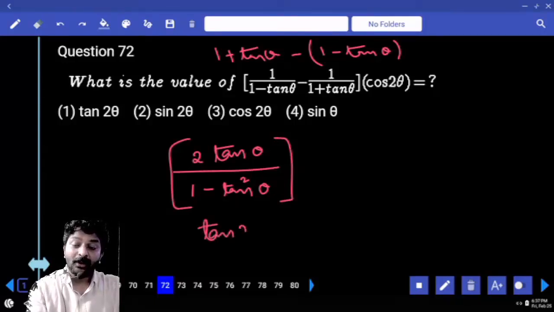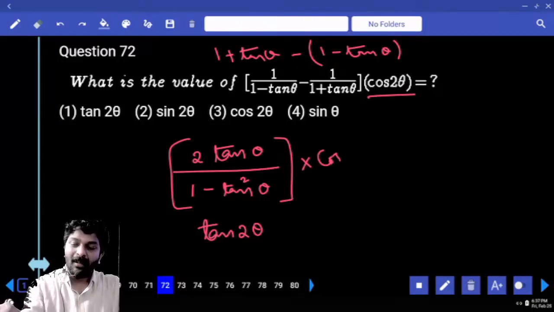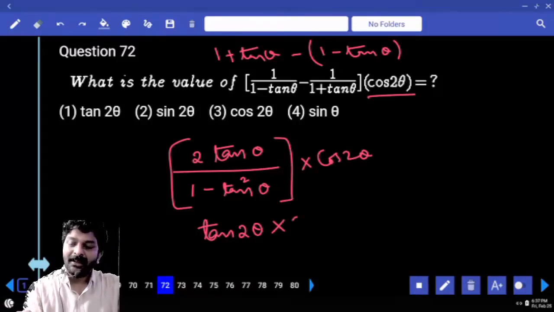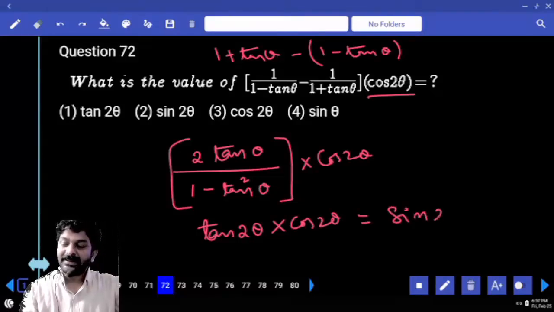Tan 2 theta. And apart from that, we also have some more thing. What is that? Cos 2 theta. Tan 2 theta in the sense that is sin 2 theta by cos 2 theta into cos 2 theta. That gets cancelled. And finally, what is left? Sin 2 theta.